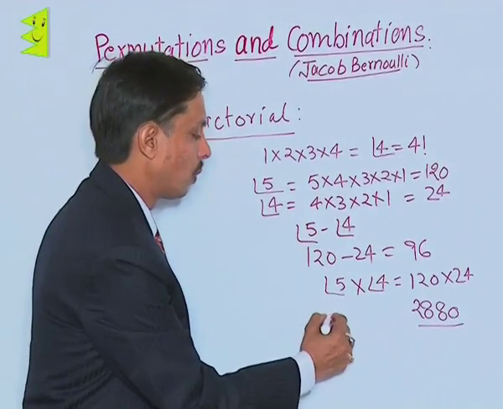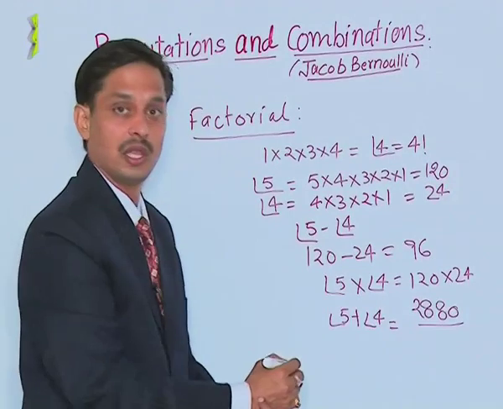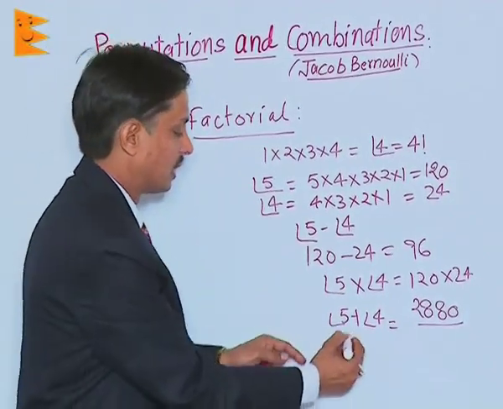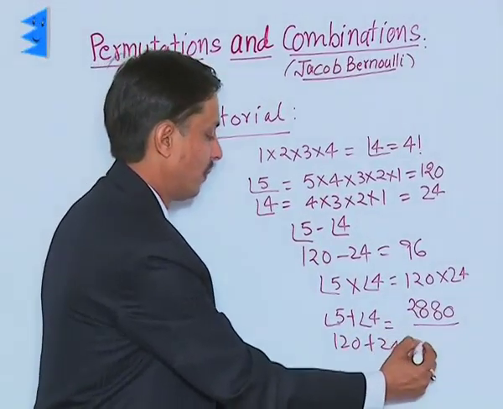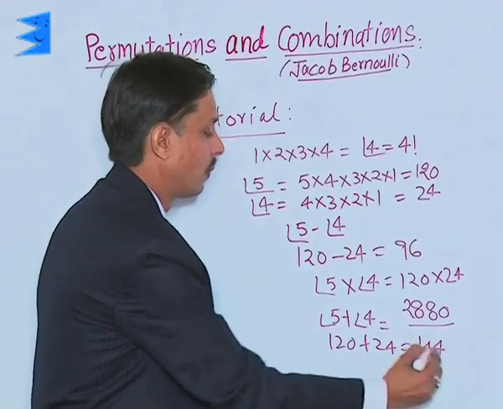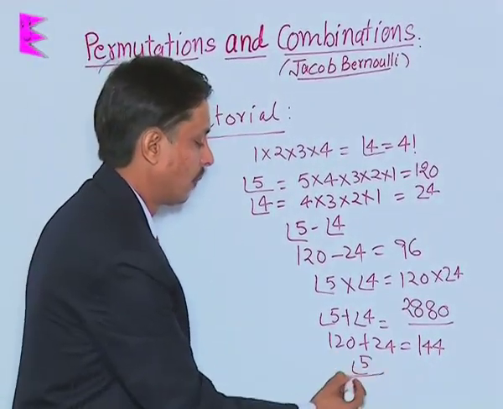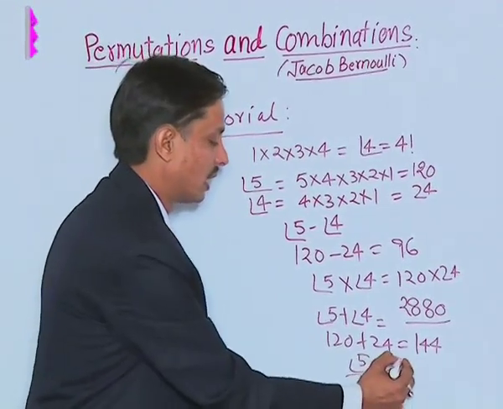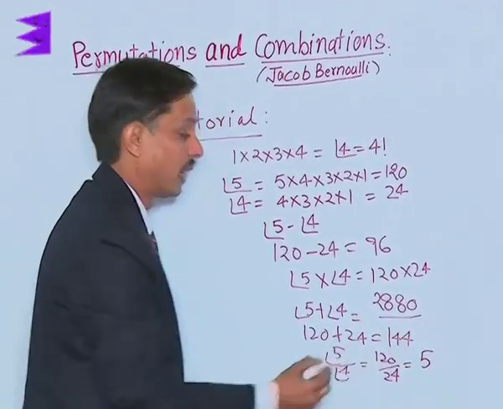Similarly, if you want to find the value of factorial 5 plus factorial 4, this answer is definitely not equal to factorial 9. The answer of factorial 5 is 120, and the answer of factorial 4 is 24. The sum comes out to be 144. Similarly, if you want to divide factorial 5 by factorial 4, the answer is 120 upon 24, which is 5.